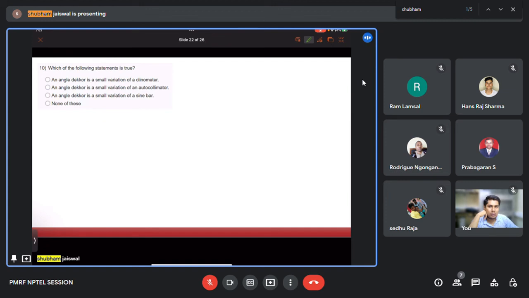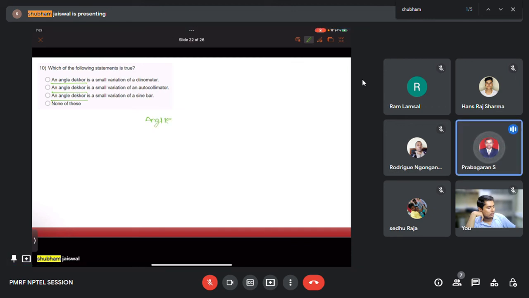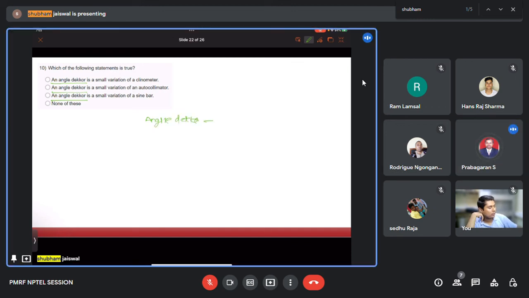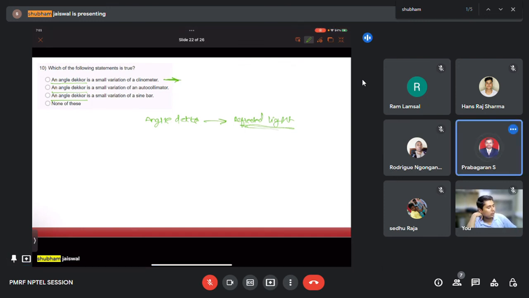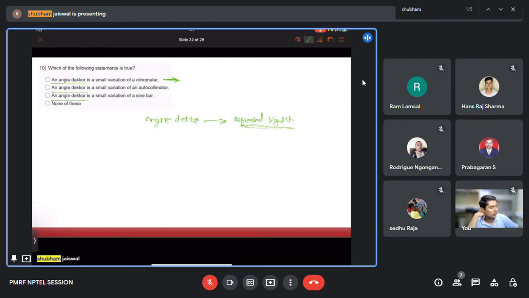Okay. So in all these three, the one common thing is the angle decker. So we should know the angle decker works on the principle of reflected light. So we can eliminate one option, that is the clinometer. It doesn't work on the reflected light, so it can't be the answer. The second, the angle decker is a small variation of autocollimator. Yeah, it's true. So this one is the correct answer.